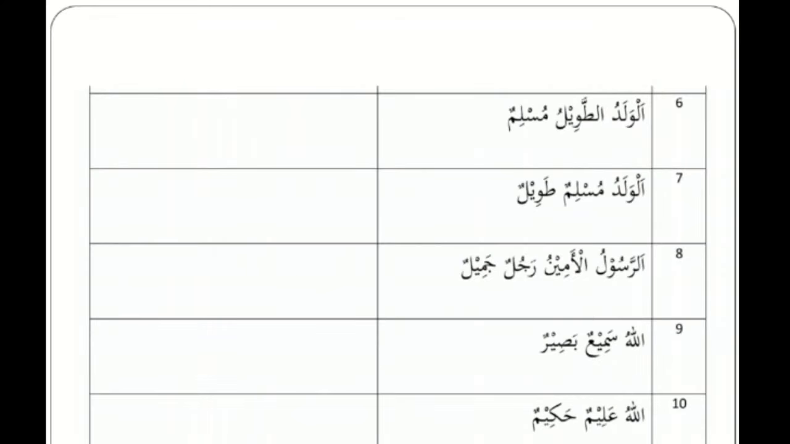Al-waladu at-tawilu muslimun. Translation. The tall boy is a Muslim. Let's put the labels on there. What's the label on al-walad? It's a mubtada. Where's the khabar in the sentence? Muslimun. Good. What's the label on at-tawil? Sifa. And where's the mawsuf of that sifa? Al-walad is also the mawsuf.